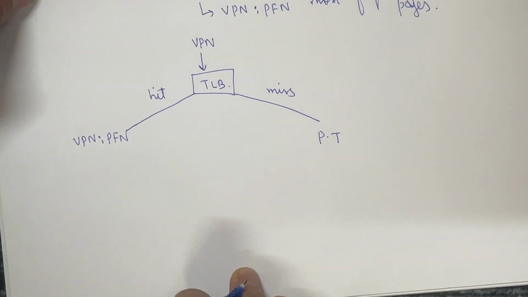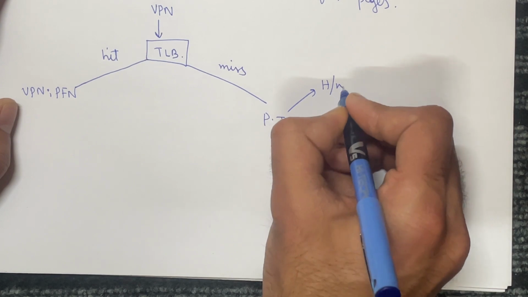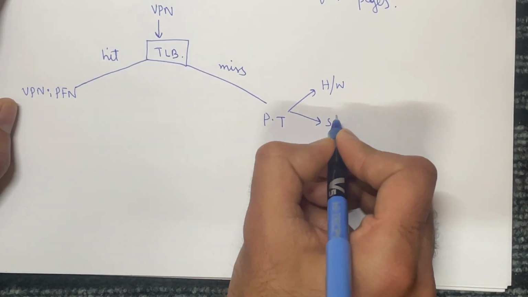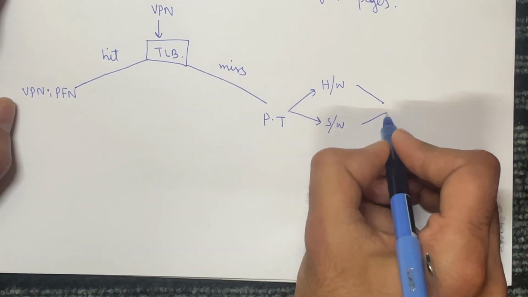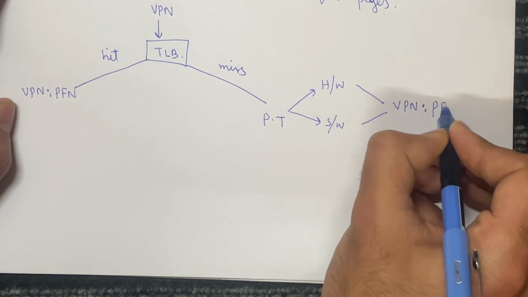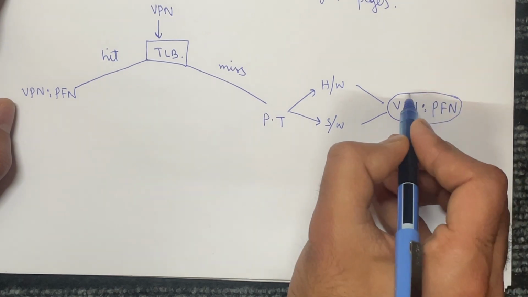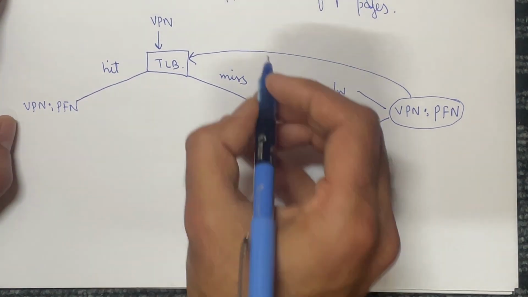Okay. Now accessing this page table can be done either by hardware, so that is called a hardware managed TLB, or by the software, that is called a software managed TLB. So in both these scenarios, we will get virtual page number to physical frame number mapping from the page table. We will take this mapping and we will update the TLB. Okay. Update TLB.